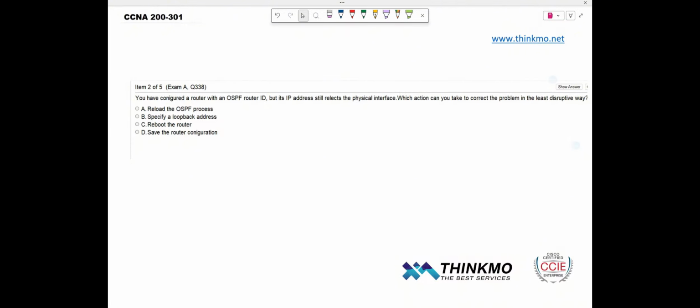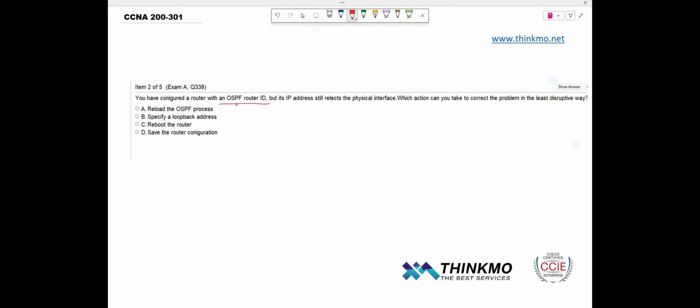For the second question, it asks about the OSPF router ID. If you configure it but it doesn't update, what should you do? What operation would have the least impact while achieving the desired effect, which is to get it to change? Because we know that if we don't configure the router ID, it will automatically use the IP address of one of its interfaces as the router ID.